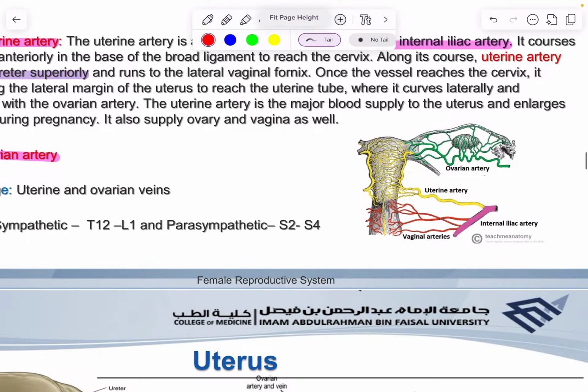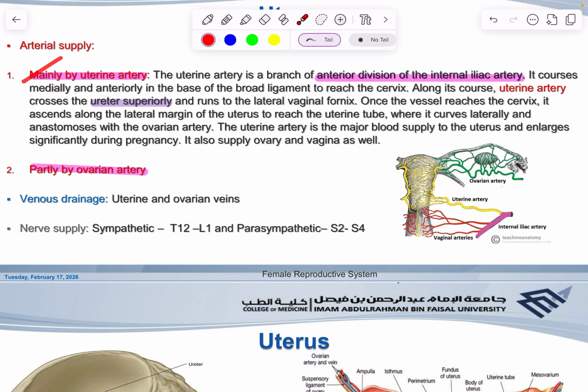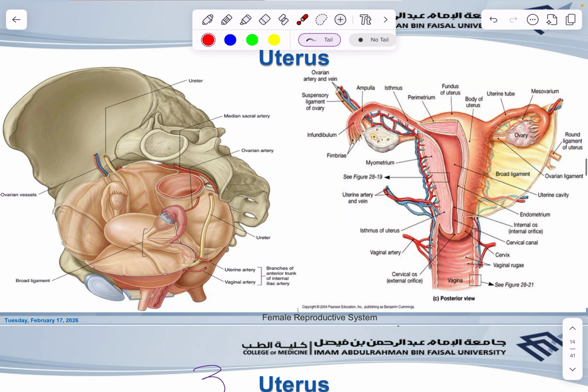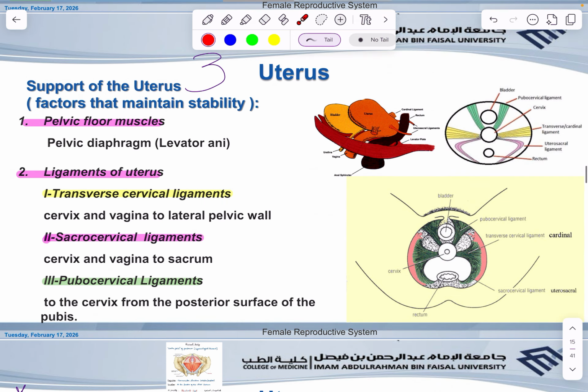لكن keep in mind that the uterus has two main supplies. عندنا uterine artery وعندنا ovarian artery. وطبعا venous drainage is going to be from the same according veins. وبعدين nerve supply sympathetic is going to be from T12 to L1, parasympathetic from S2 to S4. هذه الصورة نفس الكلام تقريبا إنه the uterine artery is going to ascend and then it's going to anastomose with the ovarian artery.